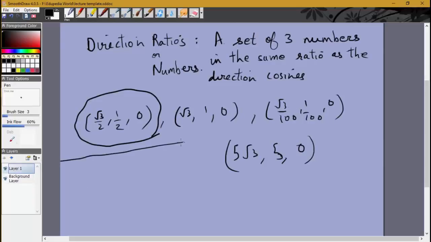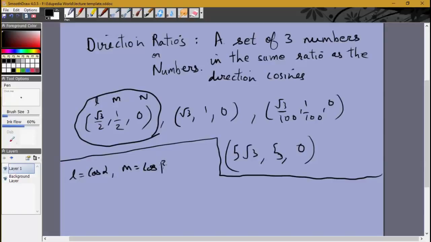Also, the direction cosines have a particular property which helps us to determine the direction cosines from the direction ratios. So let's call the direction cosines L, M and N for now, which means L is equal to cos alpha, M is equal to cos beta and N is equal to cos gamma. And let's say this is a point R at a distance r from the origin, and this line joining O and R has these direction cosines.